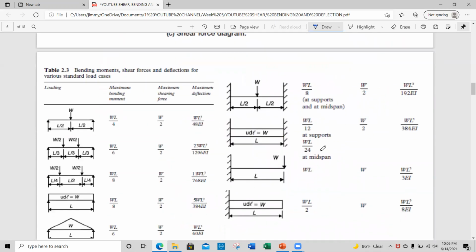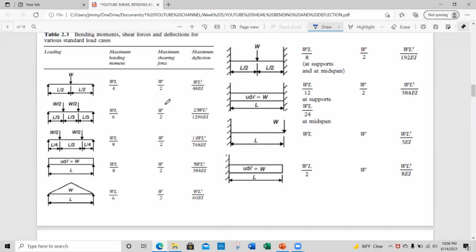Okay, so we have here also some values that we could use for different types of loading on our structure, if it's concentrated at the midspan and so on. And these values with the corresponding shear force, maximum shear force, maximum bending moment, then you have the deflection.